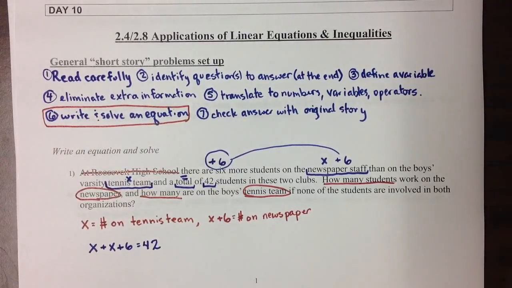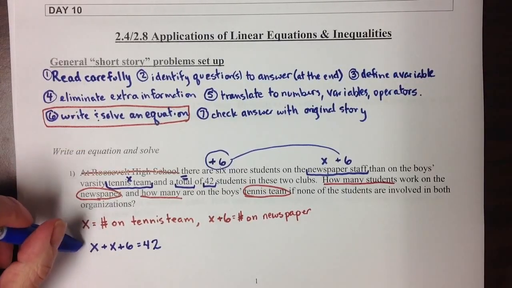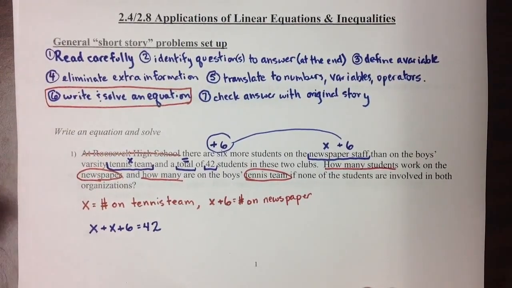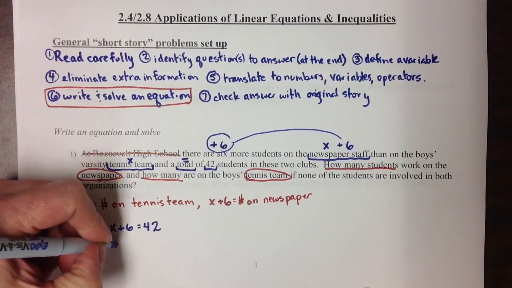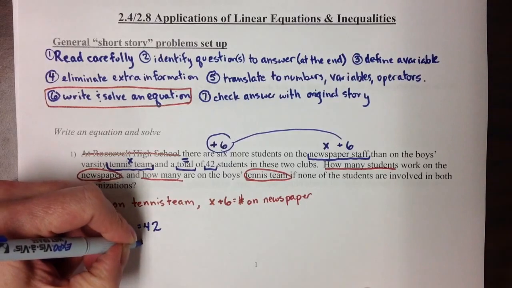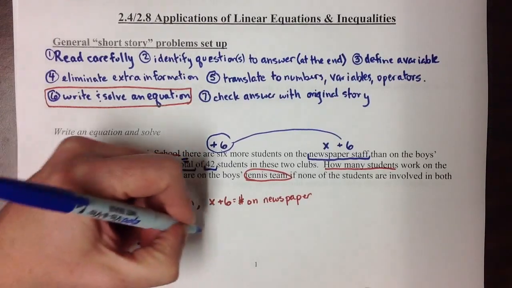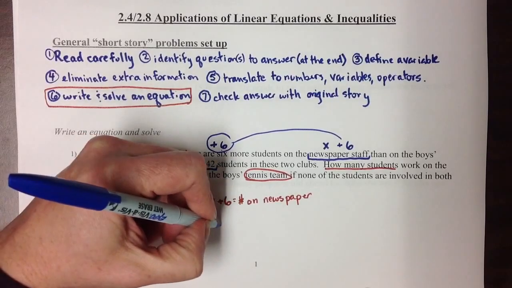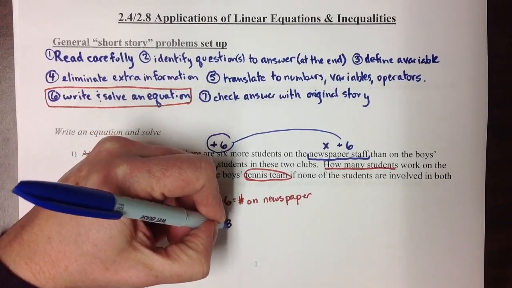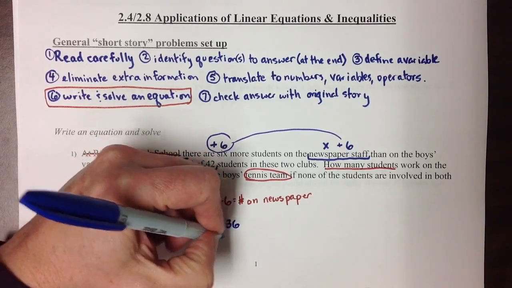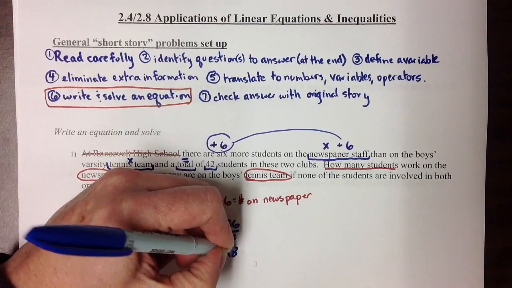42 students. Now solving this equation is something that we covered in the previous section, so I'm going to move through that part pretty quickly. x plus x gives us 2x plus 6 is 42. Take the 6 away from both sides. We're left with 2x equals 36. Dividing by 2, I get x equals 18.